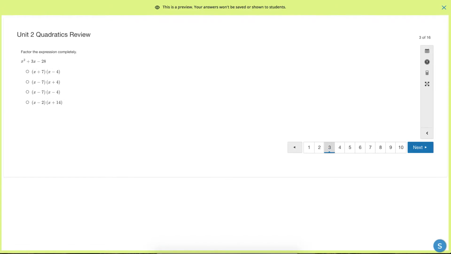For our third form of factoring, we are looking at a equals 1. There's no number in front of the x squared. So we need factors of -28 that add up to positive 3. -28, we can multiply 7 times 4. And since we have a positive 3 here, the 4 would have to be negative. So we would get x plus 7 times x minus 4.